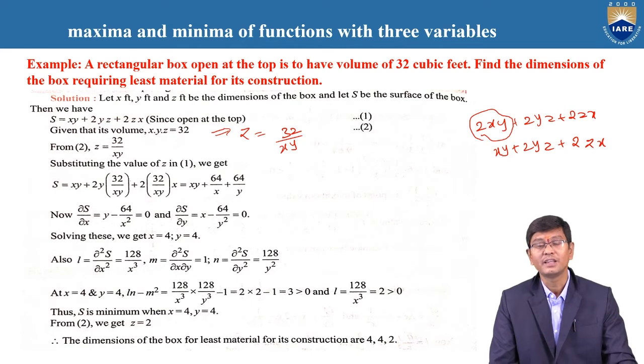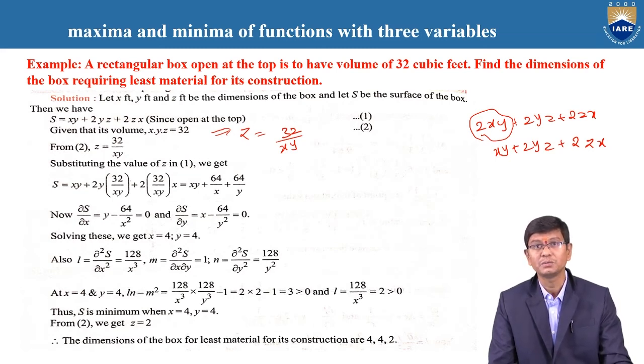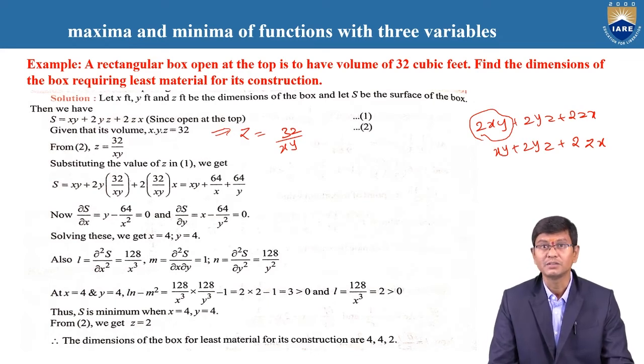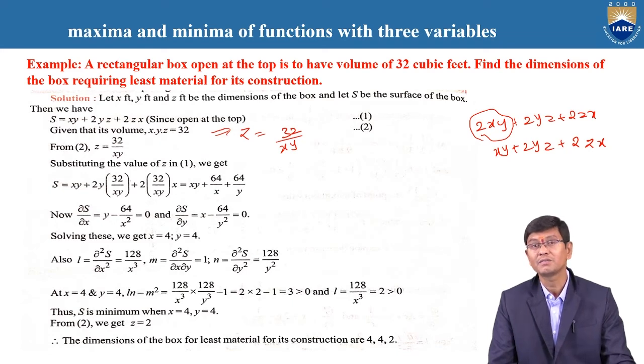The surface equation is S equals xy plus 2yz plus 2zx. Replacing z with 32 by xy, we get xy plus 2y into 32 by xy, plus 2 into 32 by xy into x. Here the y cancels in the middle term, and in the last term x cancels. Finally, the surface equation in two variables is xy plus 64 by x plus 64 by y.